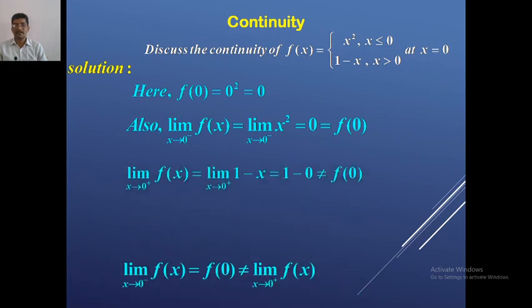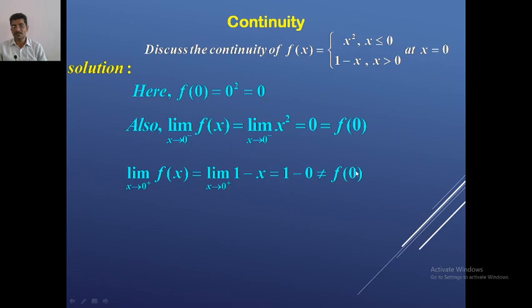Similarly, find the right hand limit. Limit of f of x as x tends to 0 plus, that value is equal to 1 minus x, where x is greater than 0. The function is 1 minus x as x tends to 0. It is also a polynomial. Here put the value of x equal to 0. You get 1 minus 0 means 1. 1 is not equal to 0. Therefore, the limiting value is not equal to the value of the function.